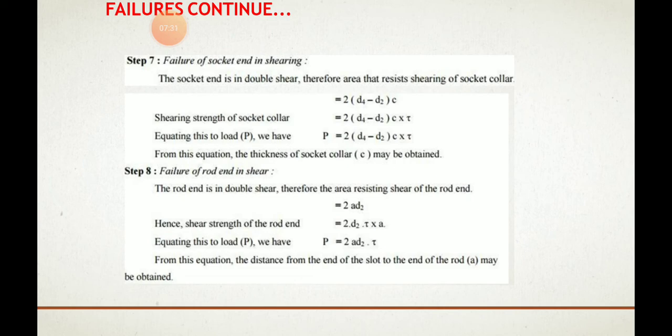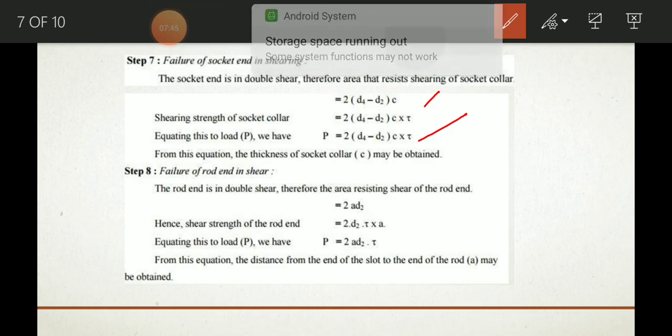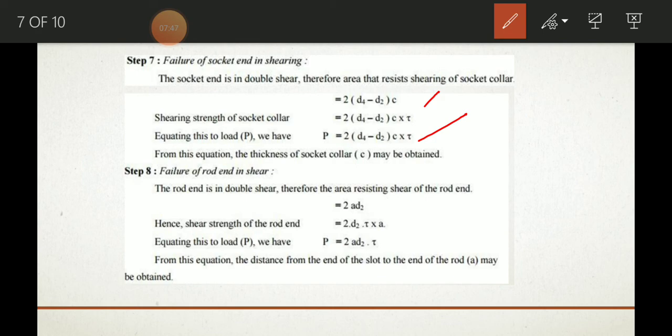Similarly, failure of the socket in shearing. We calculated in crushing, now we calculate in case of shearing. This is for the single shear and the double shear we have calculated. P equal to 2 into d4 minus d2 into c into tau. This is how we can design the quarter joint.